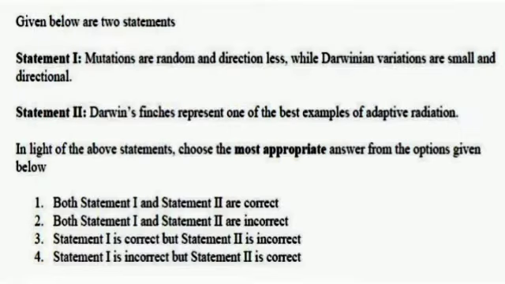Next is statement 1: mutations are random and directionless while Darwinian variations are small and directional. Statement 2: Darwin's finches represent one of the best examples of adaptive radiation. In light of the above statements, choose the most appropriate answer. The right one is option 1. Both statement 1 and statement 2 are correct.